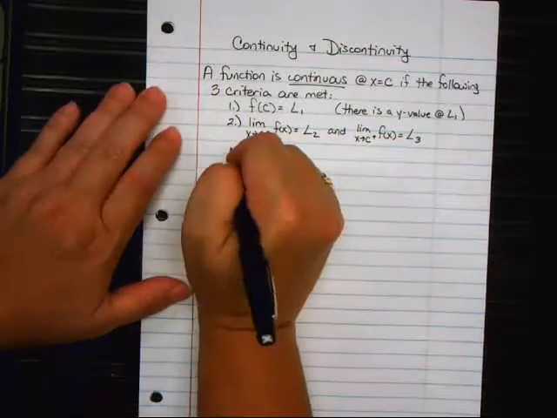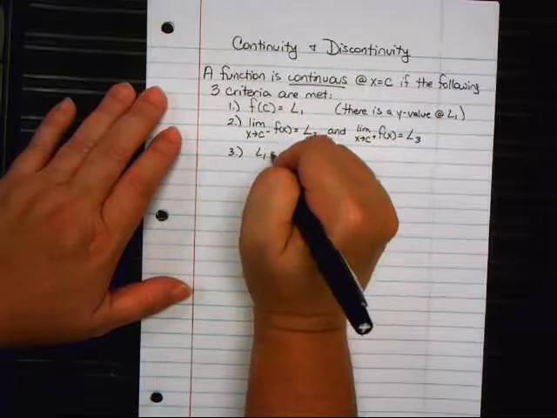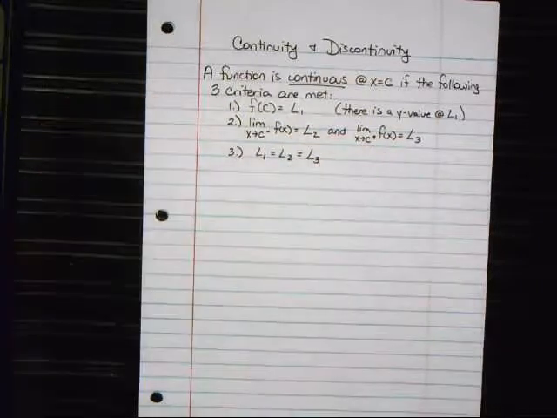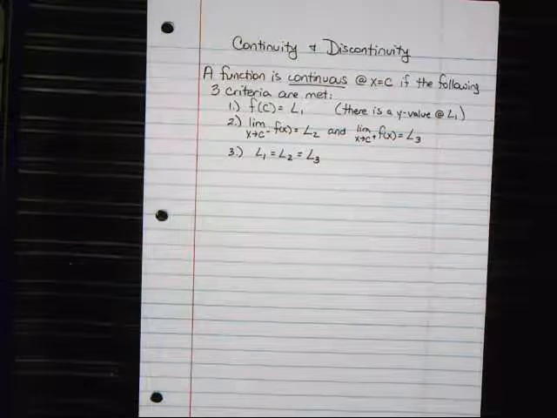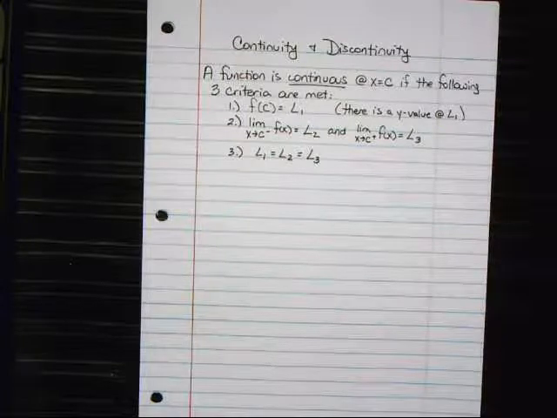And the final criteria is what ties it all together. L1 has to equal L2, which has to equal L3. They all have to land in the same place. The left-hand limit has to go to the same place as the right-hand limit, and it has to land where the dot is. That's what makes it continuous.